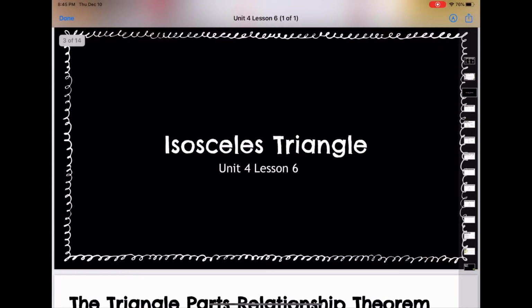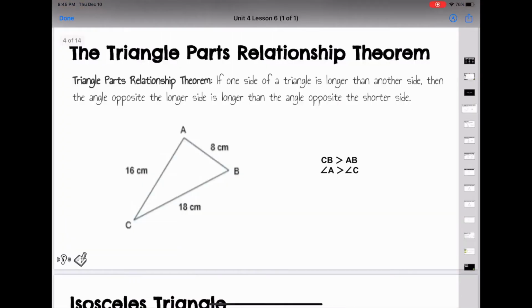Today's lesson is titled Isosceles Triangle. This is Unit 4, Lesson 6, the last lesson in our unit. First, let's do a brief review of the triangle parts theorem.